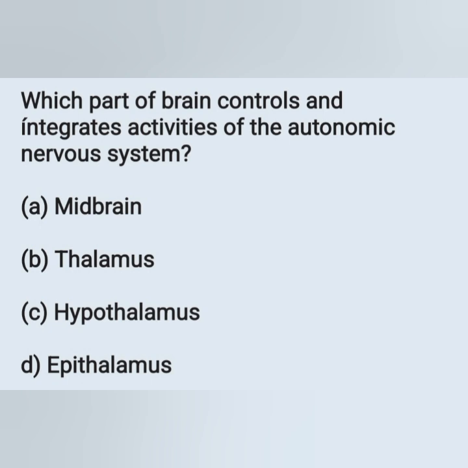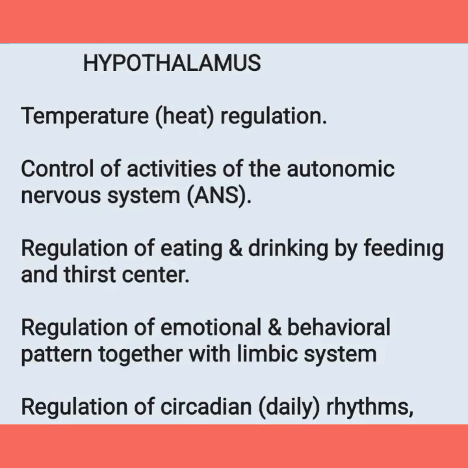This autonomic nervous system controls the involuntary or unconscious activities like respiration, heartbeat, blood pressure. So all these autonomic activities of the body are controlled by the hypothalamus. Option C is the correct answer.